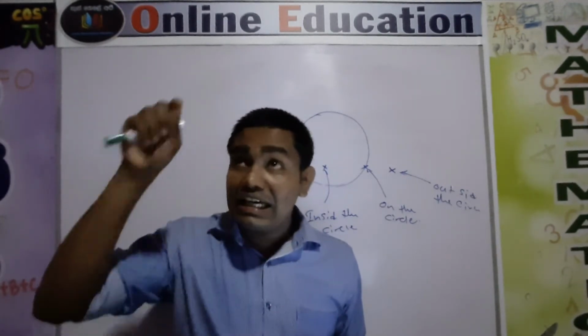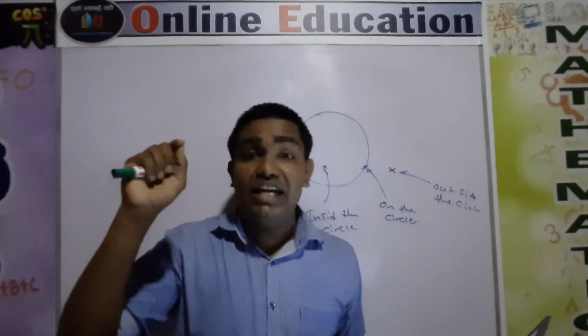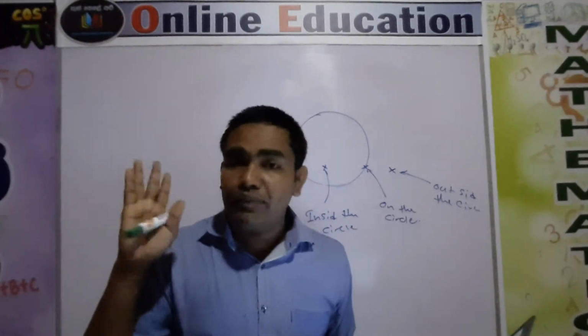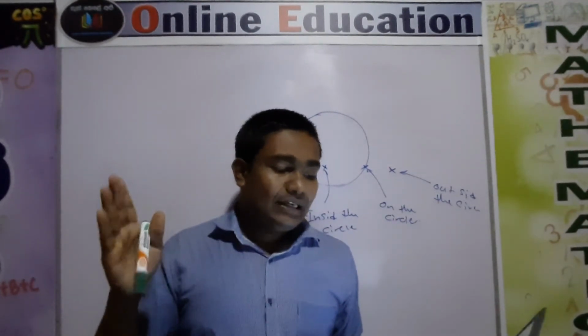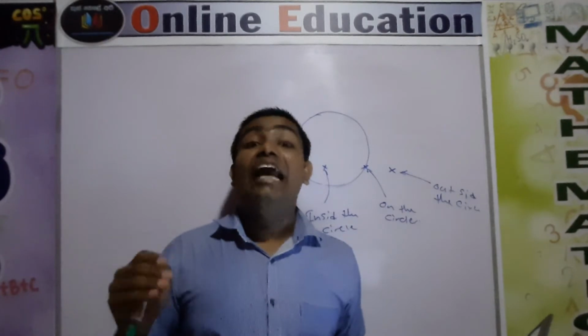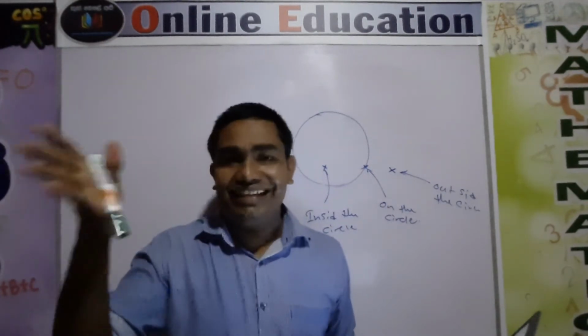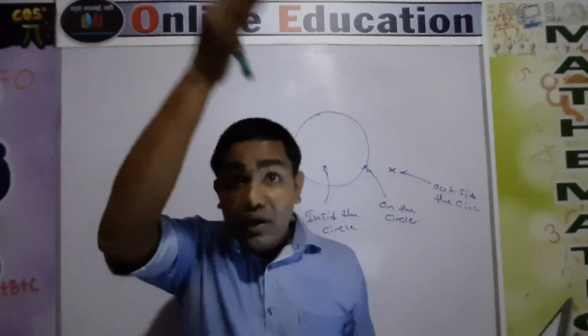Which letters indicate positions on the circle? Like a line, like a wood on the circle. What are the points? X, B, L, and E. Those points are on the circle.